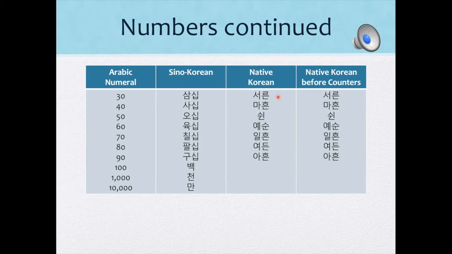Native, 30, 40, 50, 60, 70, 80, 90. Repeat after me. 30, 40, 50, 60, 70, 80, 90.